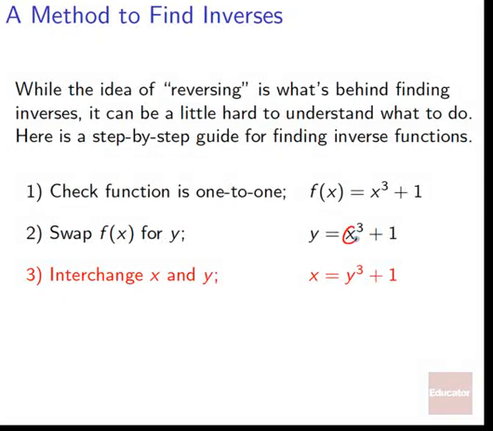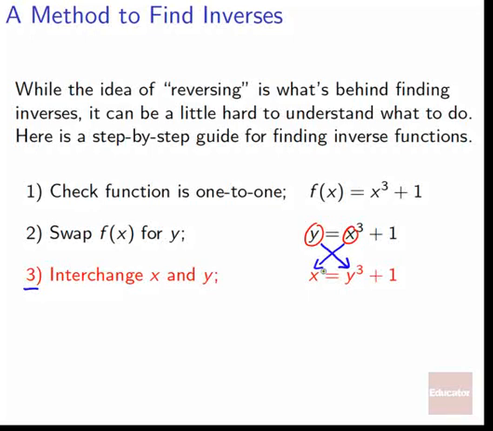So in this one, we've got x in its normal place, y in its normal place. What we do on step 3 is we swap their places. Y takes the place of all of the x's, and x takes the place of y. So we swap x and y, interchange x and y.